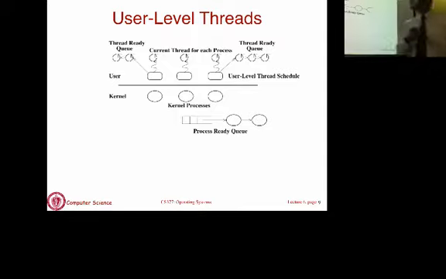Here's a picture of what I was just saying. These are processes. From a kernel's perspective, they look like single-threaded processes. With user-level thread packages, you can't see the threads inside the process. But if you actually look at what the user-level library sees, you will see that there are multiple threads within it. The OS cannot see them.